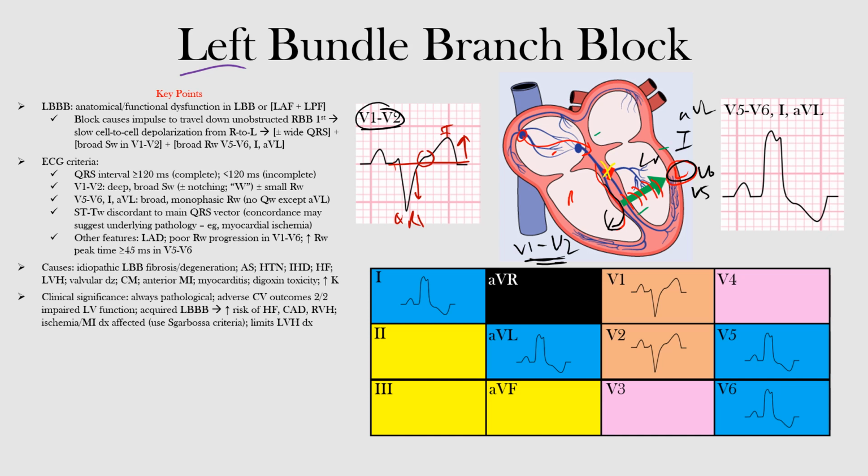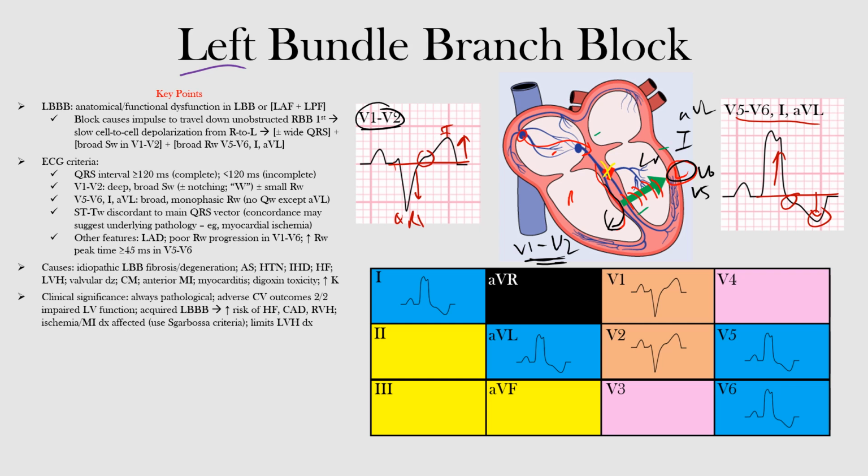And we see the same thing in the lateral leads. Okay, here's a mostly positive QRS complex and negative, right? If we draw our baseline, ST depression and T wave inversion. Okay, so going in the opposite direction here. Now, if the ST segment and the T wave went in the same direction as the main QRS vector, we call this concordance and may actually suggest underlying pathology such as myocardial ischemia.